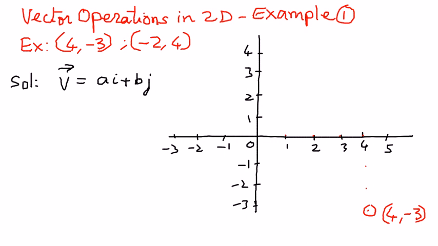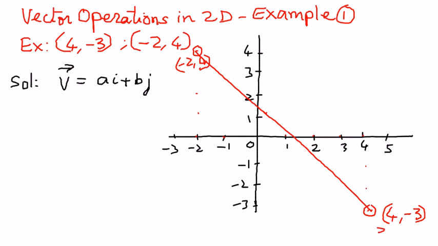And then the second point we have is (-2, 4). We travel 2 units on the negative x-axis and then 4 units on the positive y-axis, 1, 2, 3, and 4. This is the point we are looking at. So this is (-2, 4). We join these two points with a straight line, and this is how it looks. So we have an initial point and a final point.